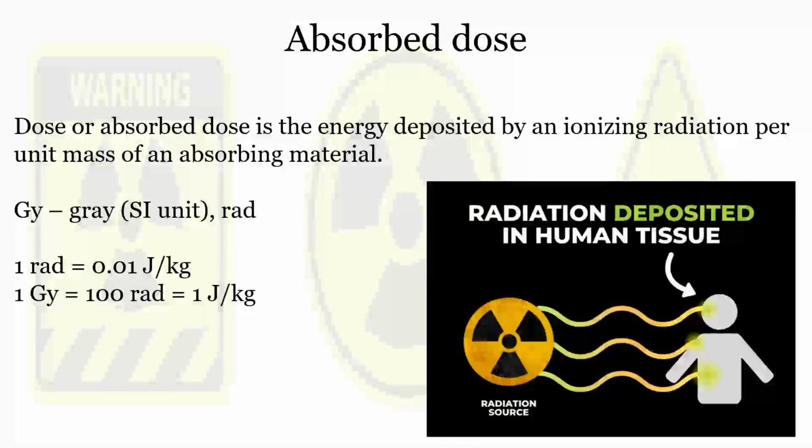Absorbed dose. Dose or absorbed dose is the energy deposited by an ionizing radiation per unit mass of an absorbing material. It can be measured in grays or rads. 1 rad equals 0.01 joules per kilogram, and 1 gray equals 1 joule per kilogram or 100 rads.